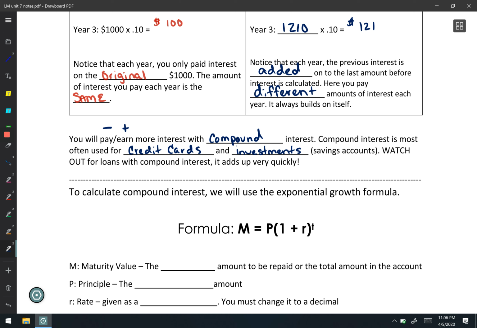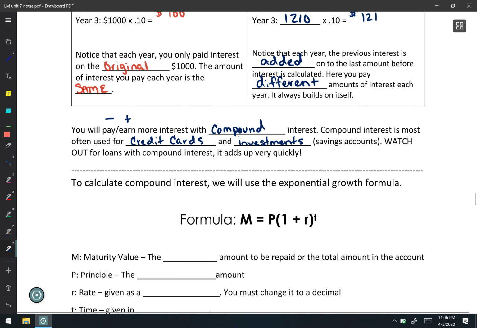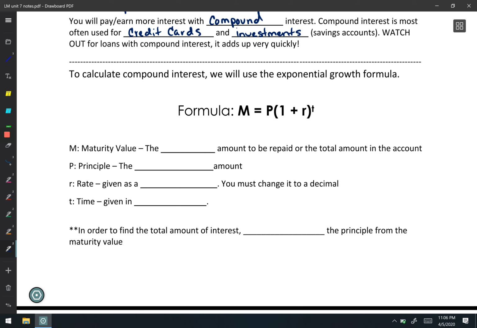To calculate compound interest, we're going to use the following formula. I'm going to use the exponential growth formula. You're going to need your calculator for this. As you see, we're going to use the parentheses. Okay. Formula here, M still stands for maturity value. All right. So we have M equals P parentheses 1 plus R parentheses raised to the T.